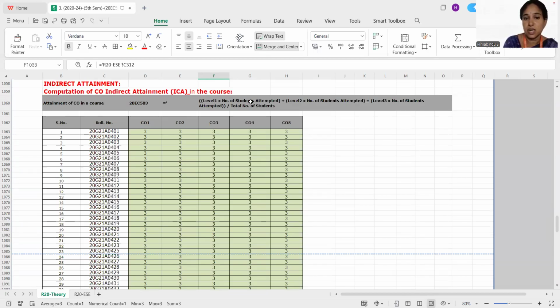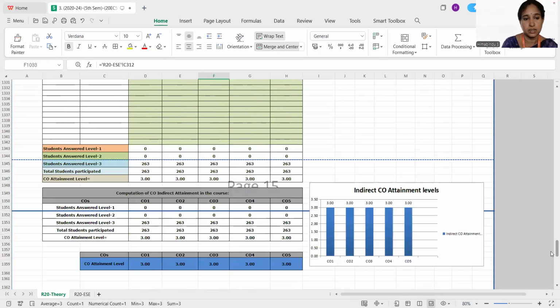Here, 1 into the number of students who opted 1 for CO1, plus 2 into the number of students who opted 2 for CO1, plus 3 into the number of students who opted 3 for CO1, divided by the total number of students. Similarly, for all the remaining COs, we calculated the indirect attainment values.